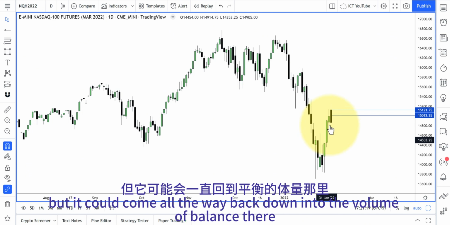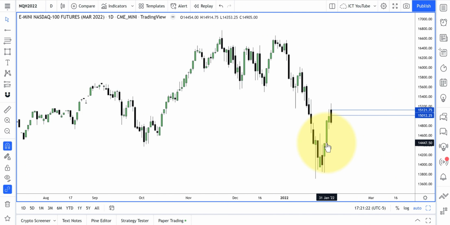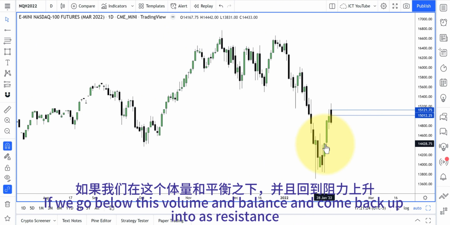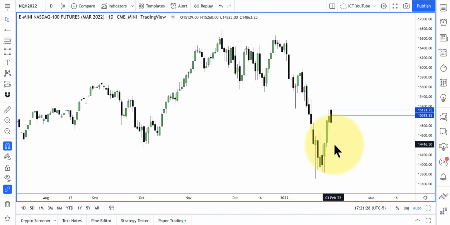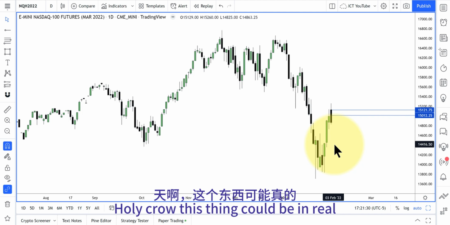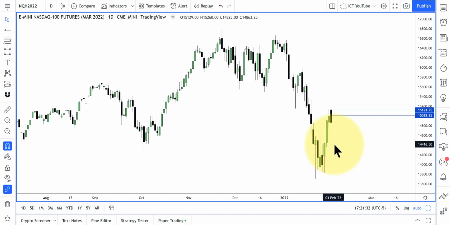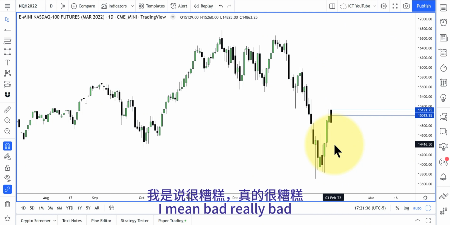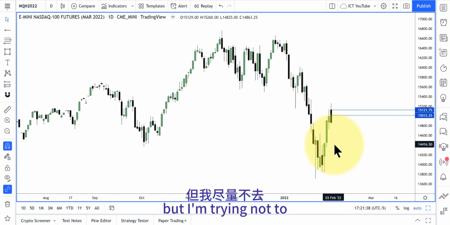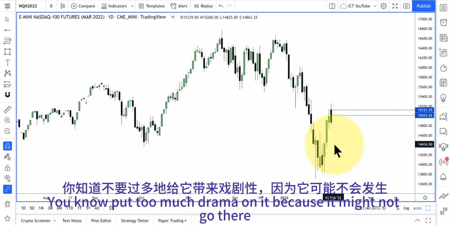But it could come all the way back down into this volume imbalance there. If we go below this volume imbalance and come back up into it as resistance, holy crow, this thing could be in real trouble. I mean, bad, really bad. But I'm trying not to put too much drama on it, because it might not go there.